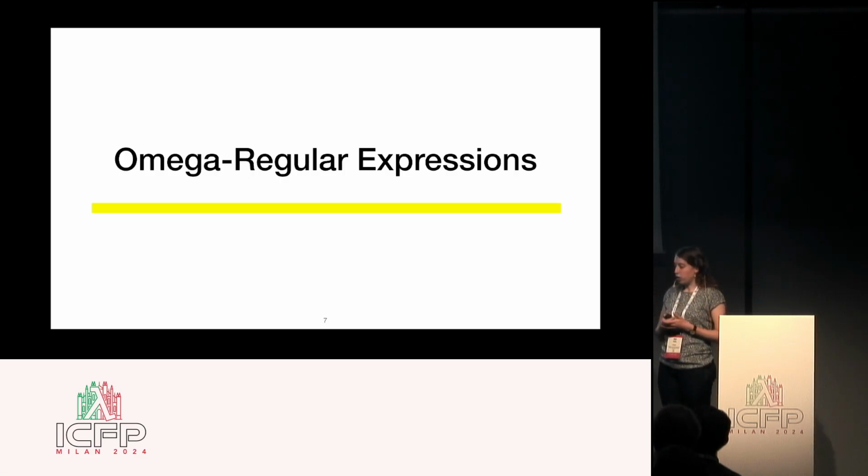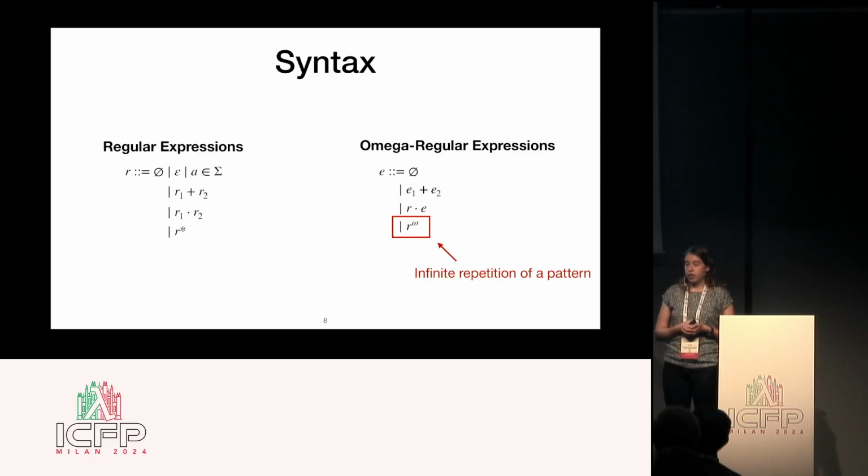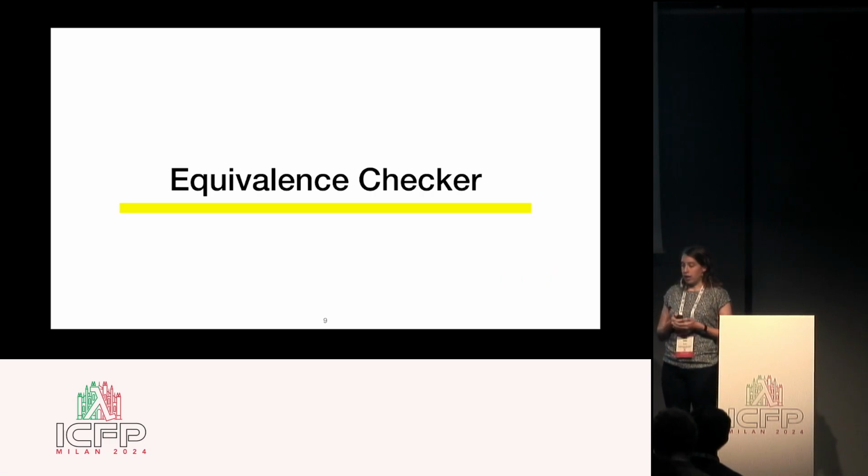But now let's look at what omega regular expressions are. They're quite similar to regular expressions, but instead of the star in the last case, we have the omega operator, which means that we have an infinite repetition of some finite word, which means we only deal with infinite words here. So omega regular expressions describe only infinite words. And now that we have this, we can write an equivalence checker.